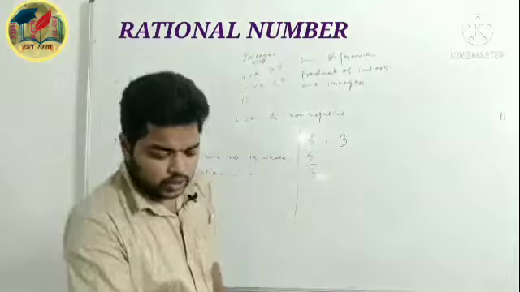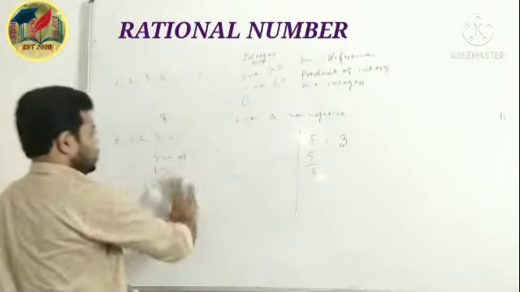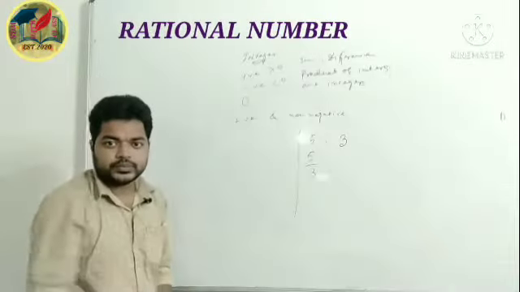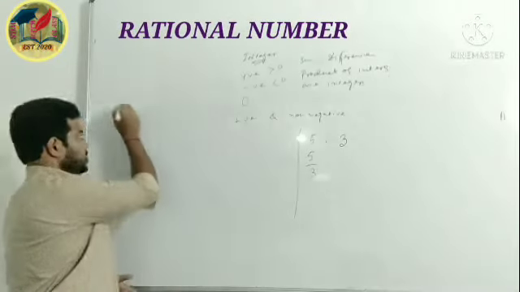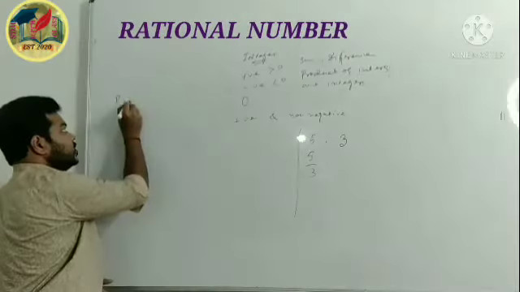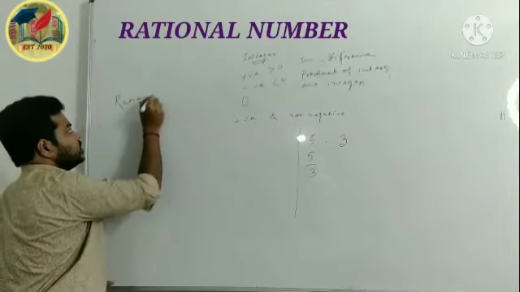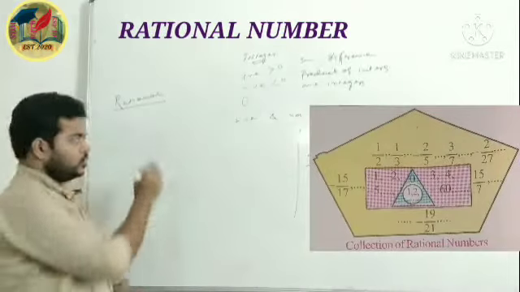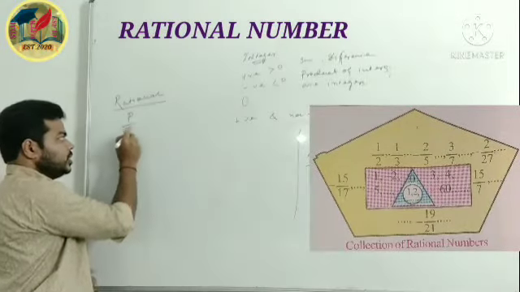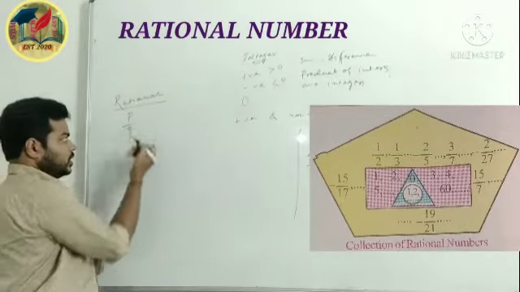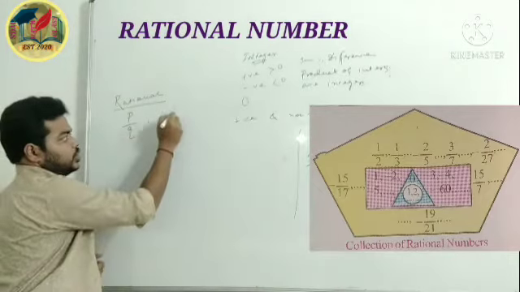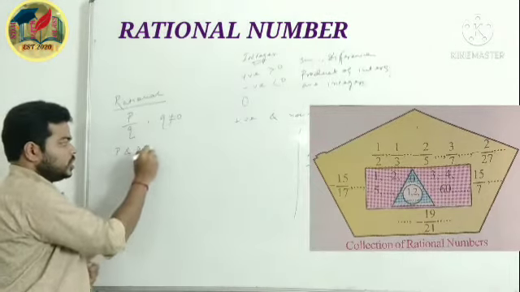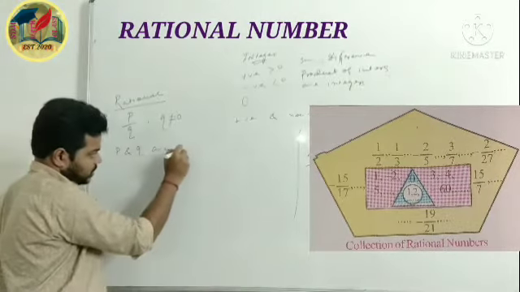So now we know about rational numbers. What is a rational number? Rational numbers are the numbers which are in the form p by q, where the condition is that q must not equal 0, and p and q are integers.